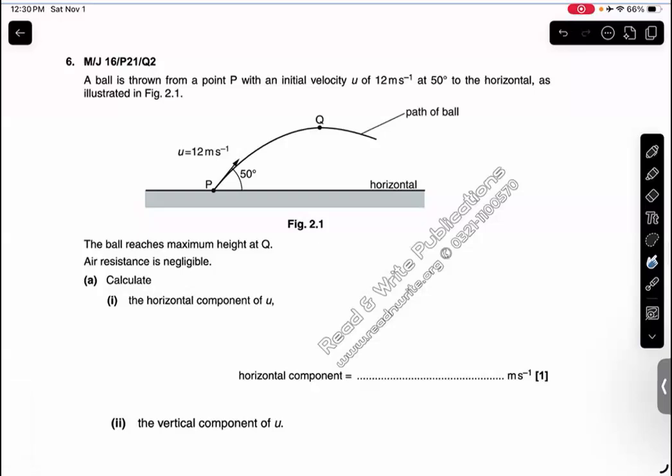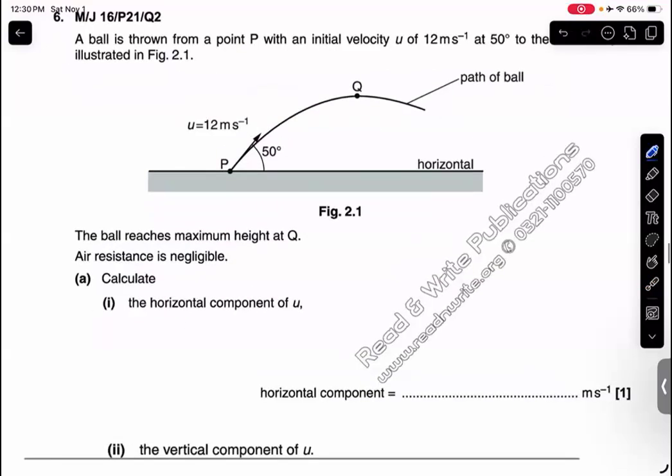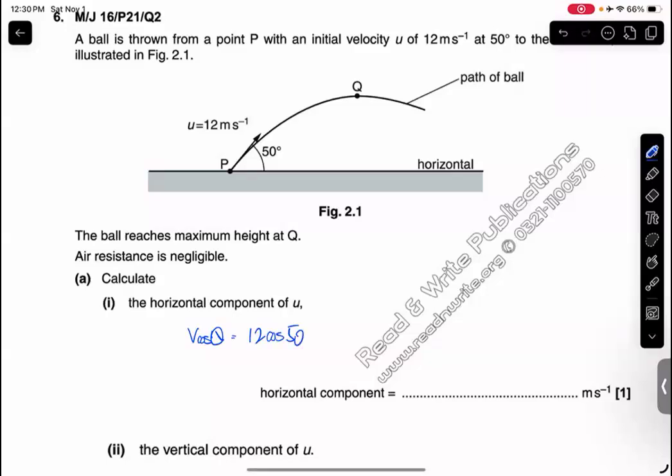A ball is thrown from point P with an initial velocity of 12 meters per second at 50 degrees to the horizontal. The ball reaches maximum height at Q. Air resistance is negligible. Calculate the horizontal component of U. So that's just the horizontal component, which is U cos theta, right? So that's just 12 cos 50. Pretty easy. 1 mark. Easiest 1 mark you'll ever get. 12 cos 50.